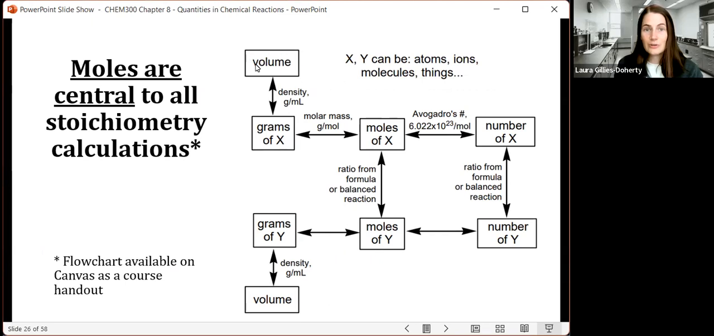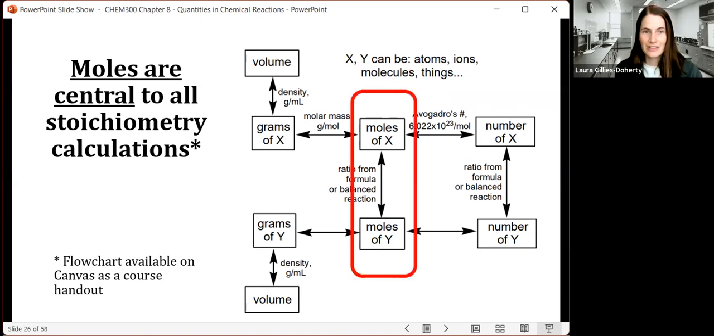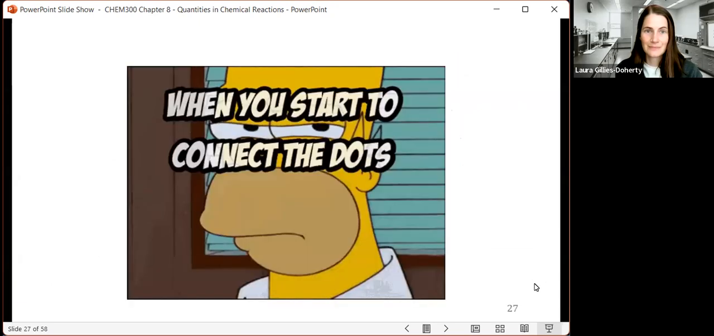If you start with a volume of substance, you can use the density to convert to grams. You could convert grams to moles using the molar mass. Then you use the ratio from the formula or balanced reaction to convert to moles of your other substance. Use the molar mass to convert to grams of that substance. If you have the density, you can convert to volumes, every which way. Whether you start with number of particles, volume, grams, anything, you end up going through moles as the central point of these stoichiometric calculations.